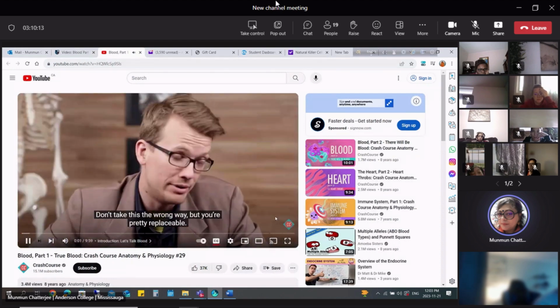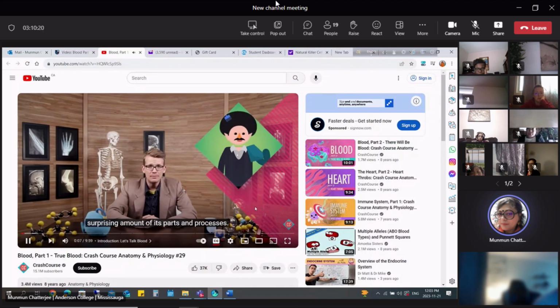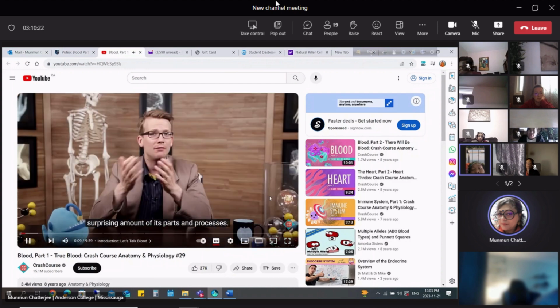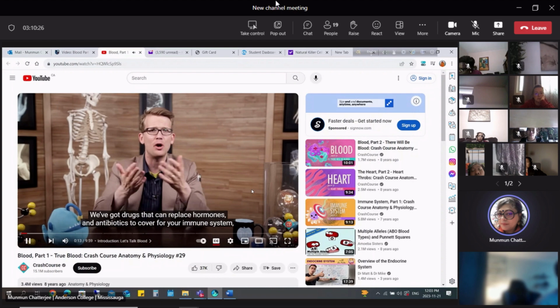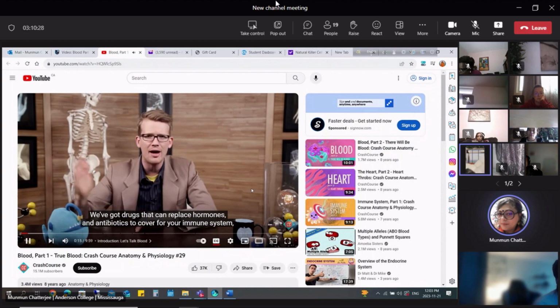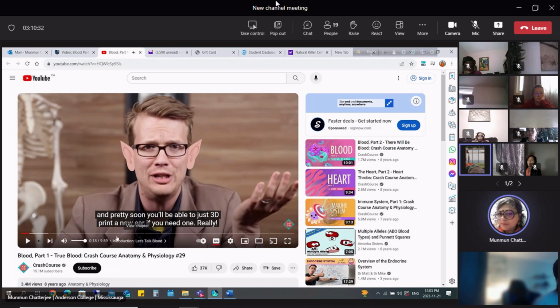Don't take this the wrong way, but you're pretty replaceable. When it comes to your body, science has figured out how to hack, synthesize, or replace a surprising amount of its parts and processes. We have implants to keep heartbeats steady and steel rods to mend bones. We've got drugs that can replace hormones and antibiotics to cover for your immune system. And pretty soon you'll be able to replace even the circulatory system, the blood.